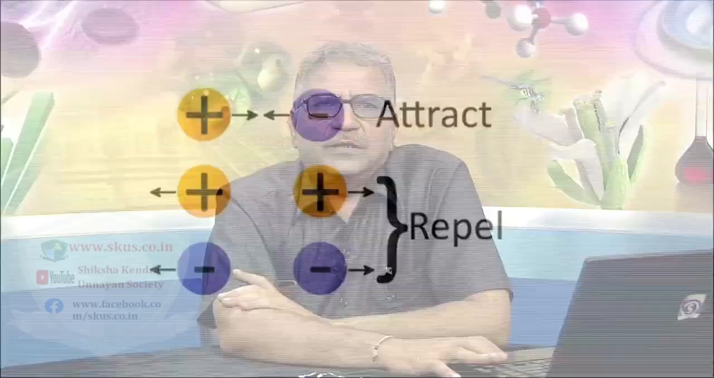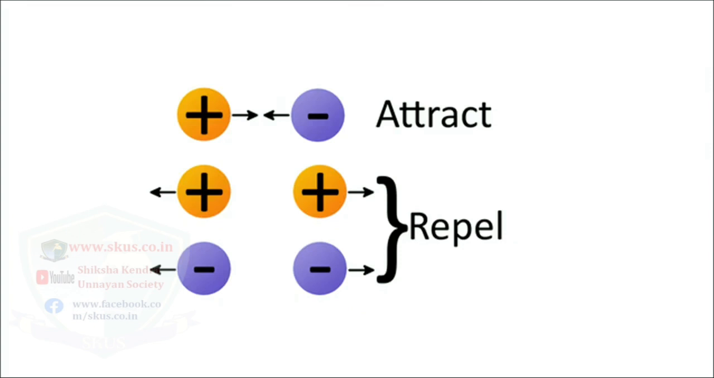Now in this figure you see one charge is positive, another charge is negative. So they will attract each other. And in the second portion you see we are having 2 positive charges and 2 negative charges. Between the 2 positive charges, there will be repulsion. Similarly, the 2 negative charges will also repel each other because they are like charges.